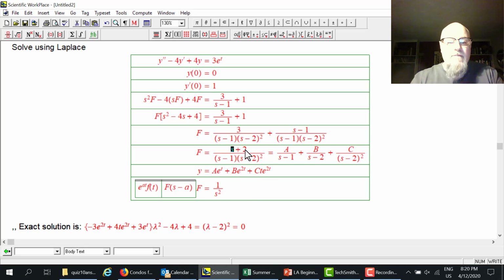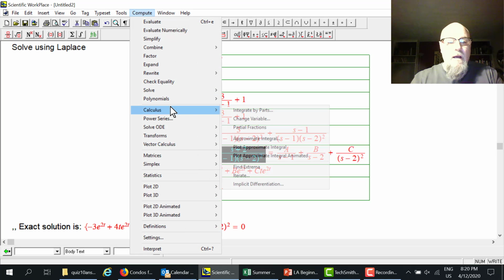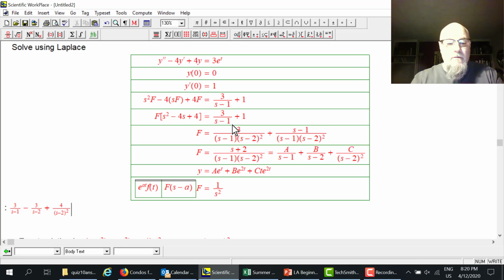Just to prove it, if I did do partial fractions, calculus, partial fractions. Yeah, it gives me the minus 3, the 3, and the 4. It breaks it up like that, like I want to.